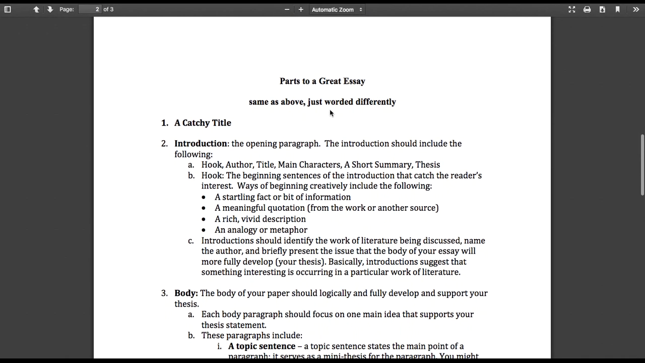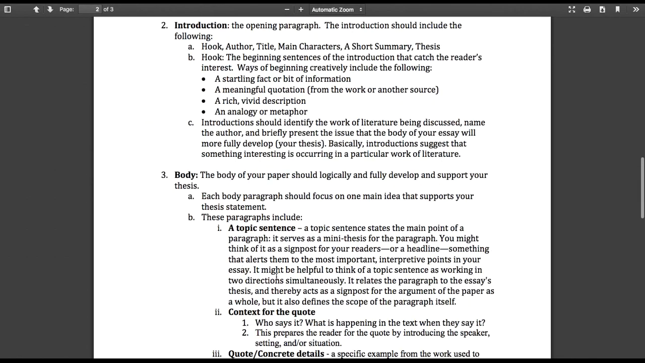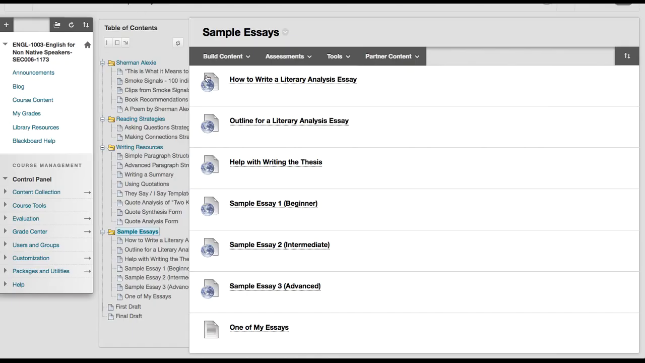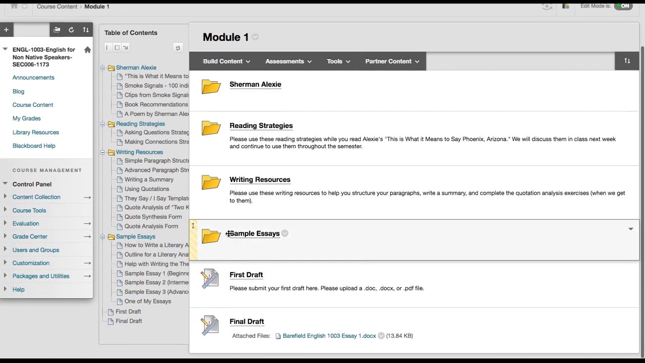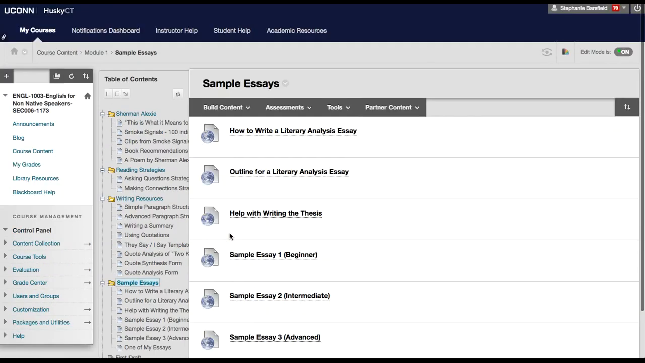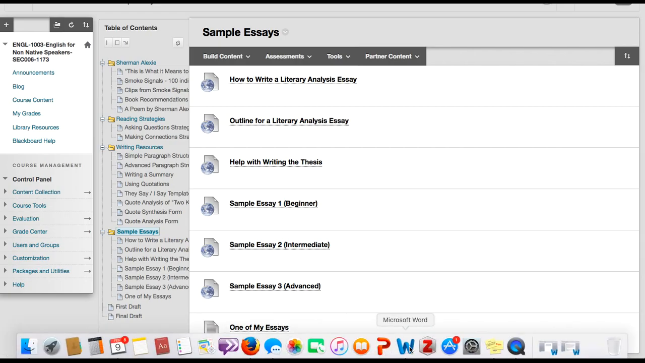Okay, so here's another example of an outline. It's a little bit more detailed, so you can look at this on your own. So all of this information is on Husky CT. You go to course content, go to module 1, and then sample essays. And you'll see all of these sample essays. And you'll actually also see one of my essays that has some examples.